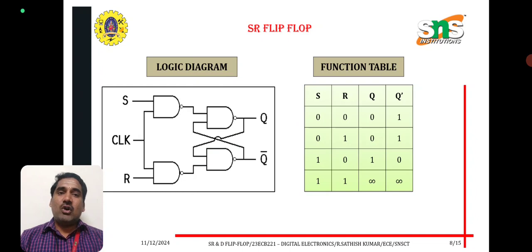Next one, this is the logic diagram of the SR flip-flop. It consists of 4 NAND gates. S and R are connected to the clock, which can produce the outputs Q and Q bar.